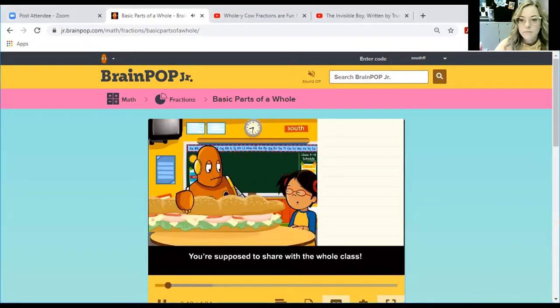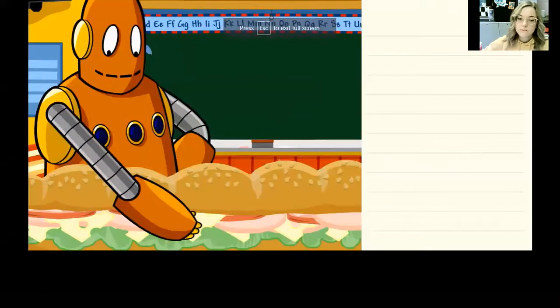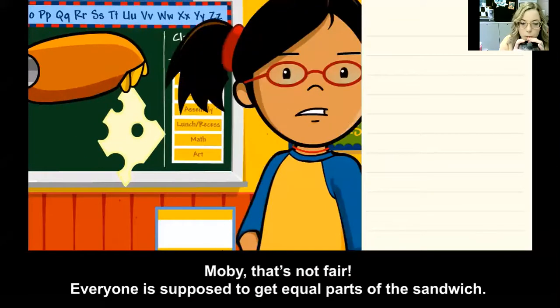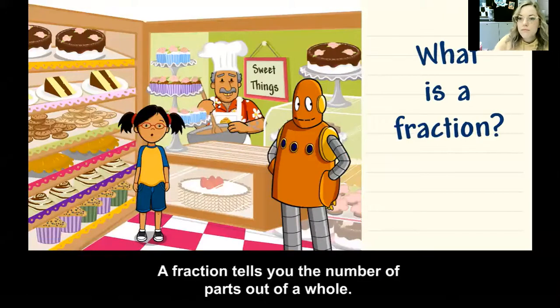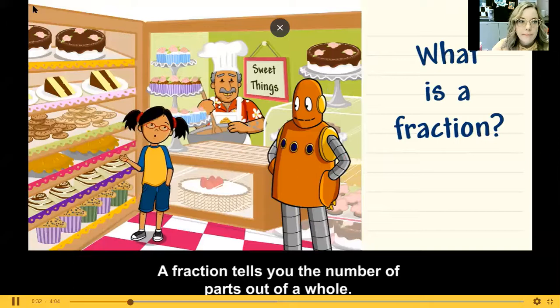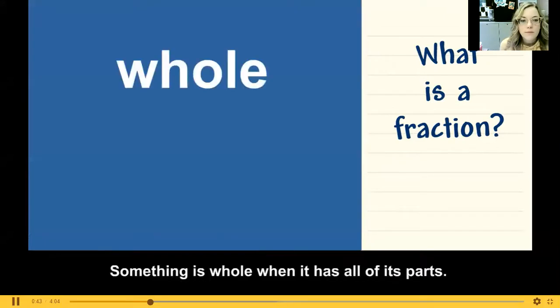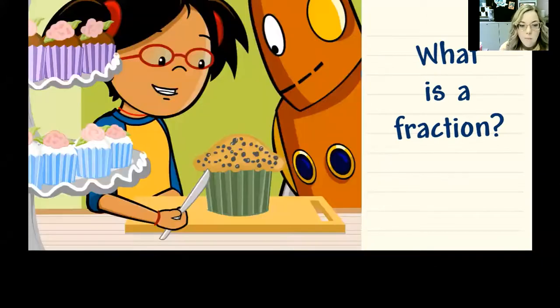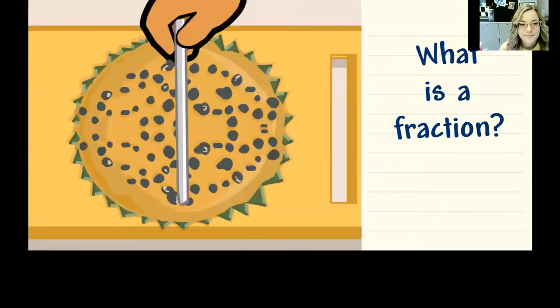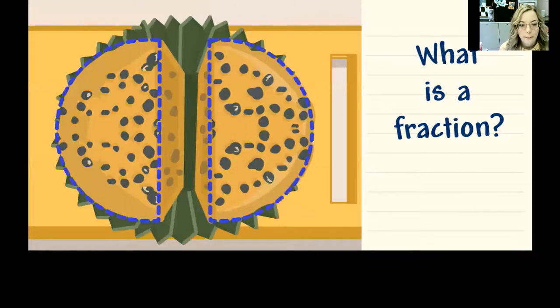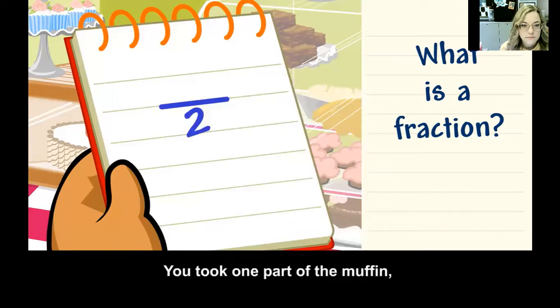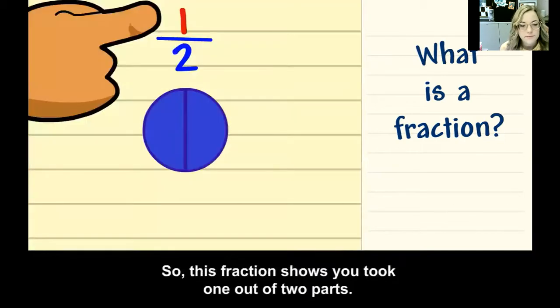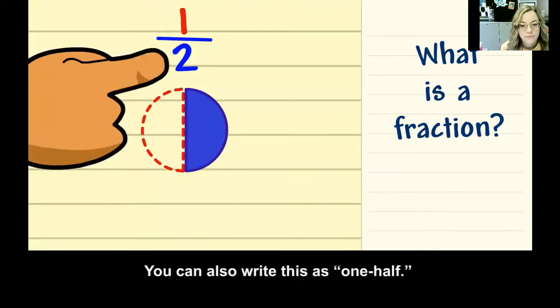Wait, stop. You're supposed to share with the whole class. Moby, that's not fair. Everyone is supposed to get equal parts of the sandwich. What is a fraction? A fraction tells you the number of parts out of a whole. There we go. Not that kind of whole, Moby. Something is whole when it has all of its parts. I love muffins. This whole muffin has 2 equal parts. In a fraction, the number of parts goes under a line. There are 2 parts. You use 1 part of the muffin, and that number goes on top. So this fraction shows you took 1 out of 2 parts. You can also write this as 1/2.